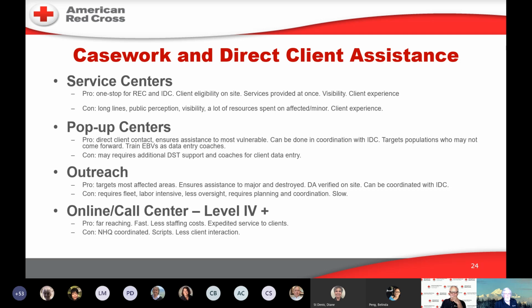Online is going to be much more common, especially level 4 and above. Again, that's where we are looking at individual assistance. We are encouraging clients or potential clients to go online, put in their information, and then we'll try to come back and meet their needs. And it is coordinated through national headquarters.